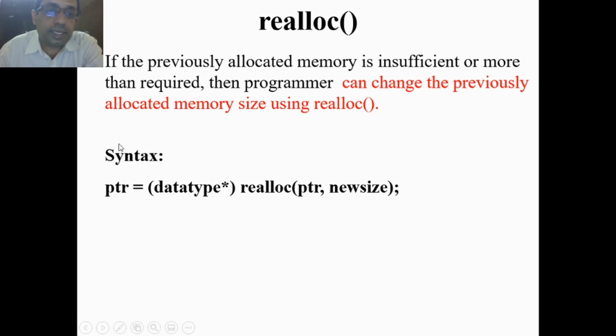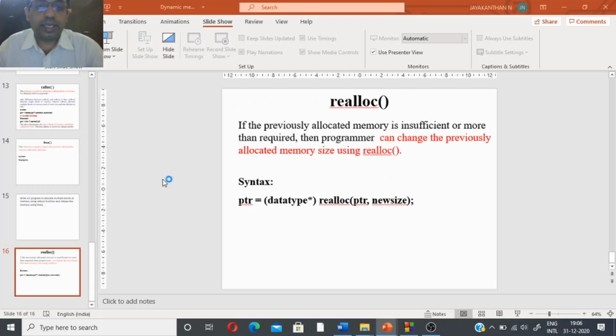The syntax is given here. ptr is the pointer variable. Data type star is the typecasting, which is in the parenthesis. Realloc is the function within open close parenthesis. First, you have to pass the pointer. That pointer is the same one where the memory is allocated and the base address is written. So this pointer and this pointer in the realloc should be same, and you have to give a new size. So the existing size of the pointer is overwritten by this new size. So by using the realloc function, we are able to alter the memory.